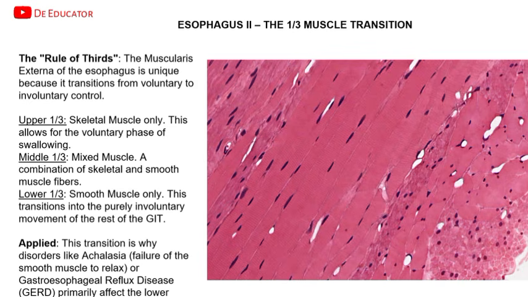So there's something peculiar about the muscular aspect of the esophagus, the muscularis externa of the esophagus. And this is known as the rule of threes, or the rule of thirds. Okay, so what exactly is this rule of thirds? Now, the muscularis externa of the esophagus is unique because it transitions from voluntary to involuntary control.